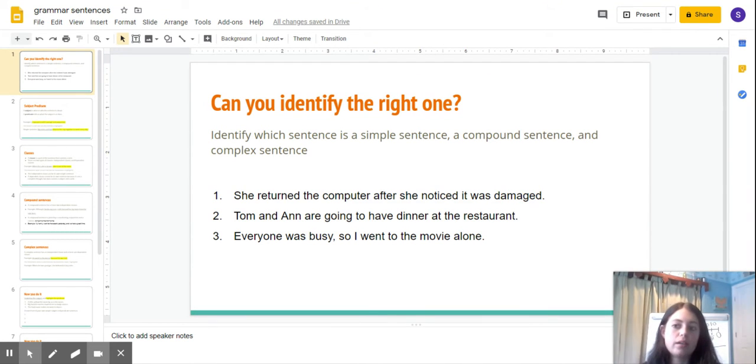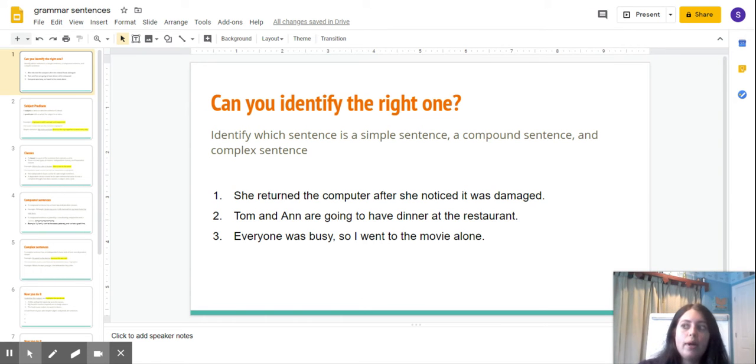So for grammar today, we are going to be talking about the three different types of sentences you guys can create. So there's a simple sentence, a compound sentence, and a complex sentence. Before we left off in March, we were talking a lot about simple sentences and compound sentences. And today we're also going to explore complex sentences.